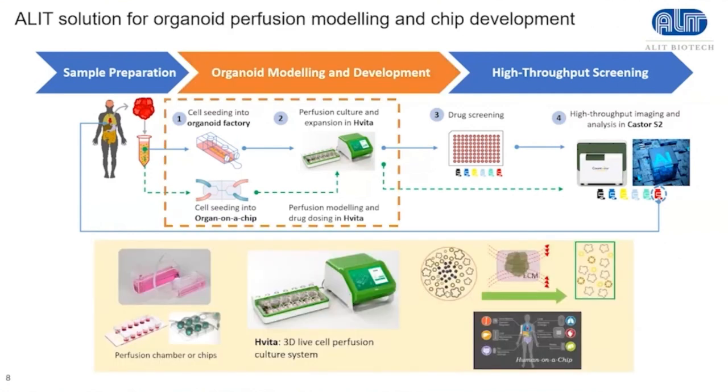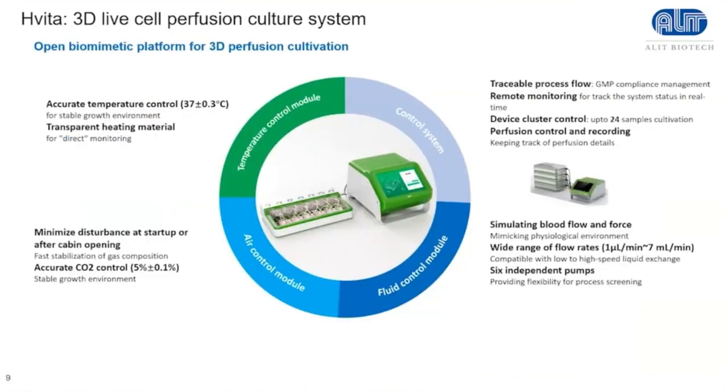Firstly, I will introduce how the HIVITA system can be used for rapid organoid expansion and organ-on-a-chip development. The HIVITA system consists of two parts, the controller and our culture chamber. The temperature and gas control module make the system environment very stable. The fluid control module can adjust the pumping speed within the range of 1 microliter to 7 milliliters per minute.